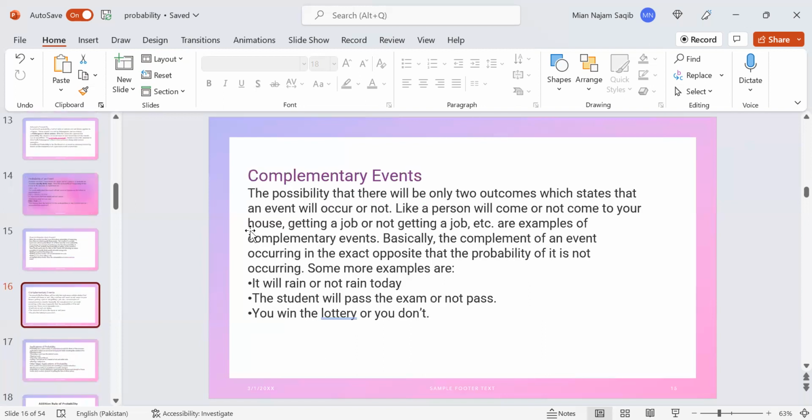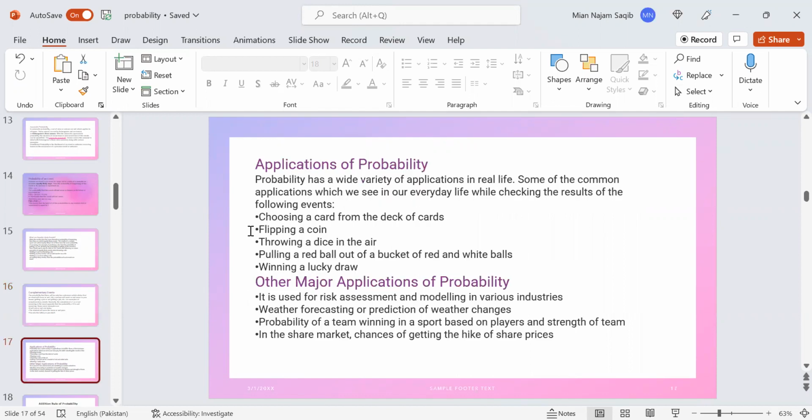Then what are complementary events? The possibility that there will be only two outcomes, which states that an event will occur or not. Like a person will come or not come to your house, getting a job or not getting a job, are examples of complementary events. Basically, the complement of an event occurring is the exact opposite, that is, the probability of it not occurring. Other examples include whether or not it will rain, the student will pass an exam or not, or whether or not you will win the lottery.